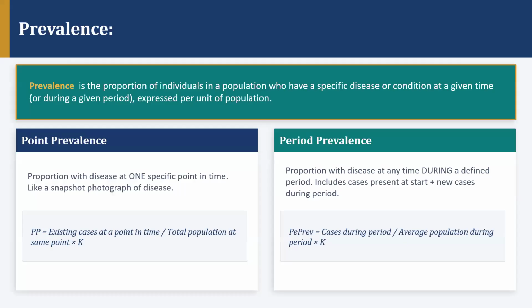Next is the prevalence. Prevalence is defined as the proportion of individuals in a population who have a specific disease or condition at a given time or during a given period, expressed per unit of population. There are two types of prevalence, point prevalence and period prevalence. Point prevalence is the proportion with the disease at one specific point in time, whereas period prevalence is the proportion with the disease at any time during a defined period, including cases present at the start plus new cases during the period.